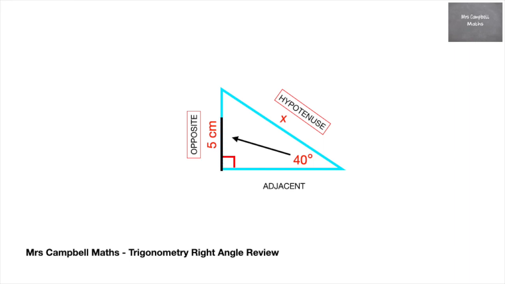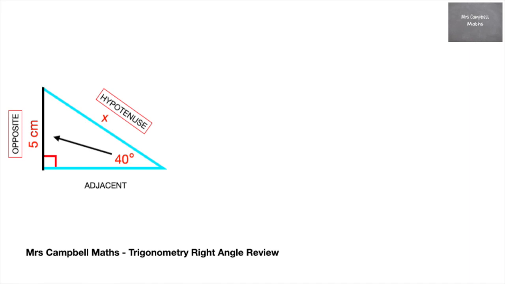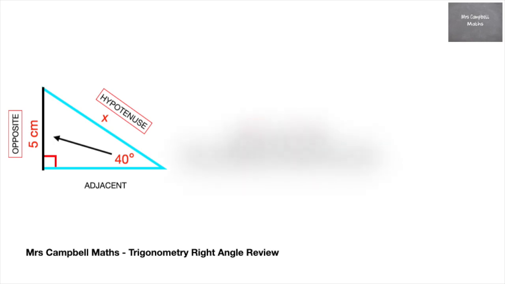Having labelled those, the next task is to decide which trig ratio I will use. So you write down SOH CAH TOA and you tick opposite and hypotenuse. Now it's the sine that would link these, so we have made our decision. We're going to use the sine ratio. Now we would write down sine equals opposite over hypotenuse. Then for our triangle, the sine of 40 degrees is equal to 5 over x.